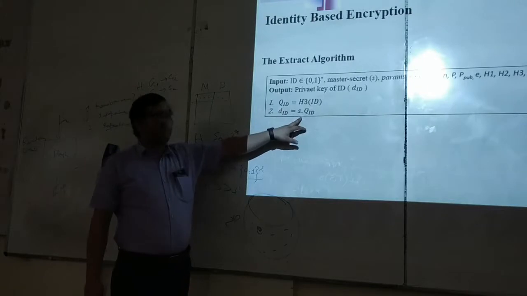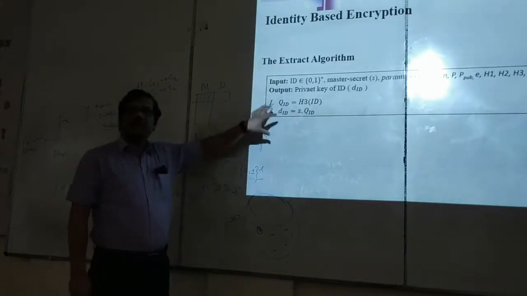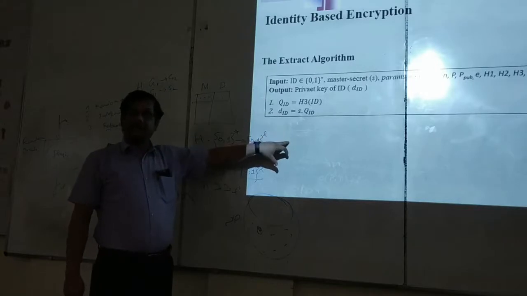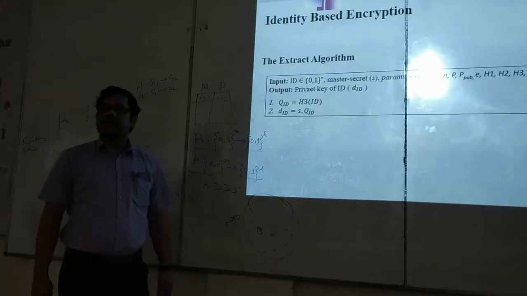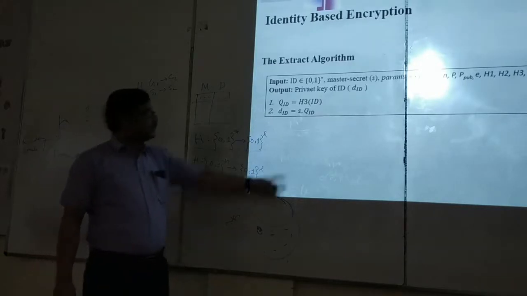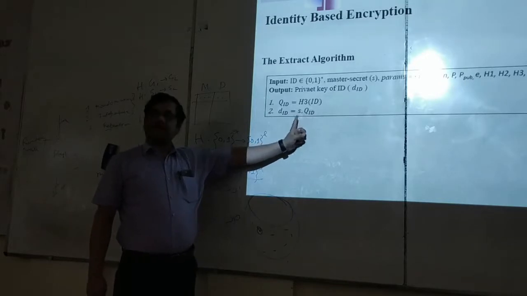Then we are doing a point multiplication. Who is running this algorithm, again recall? This is run by the PKG. It is generating your private key, and the PKG holds the master secret S. So, it multiplies this QID with S. S is the master secret. Point multiplication. So, what will be the result? Another point.